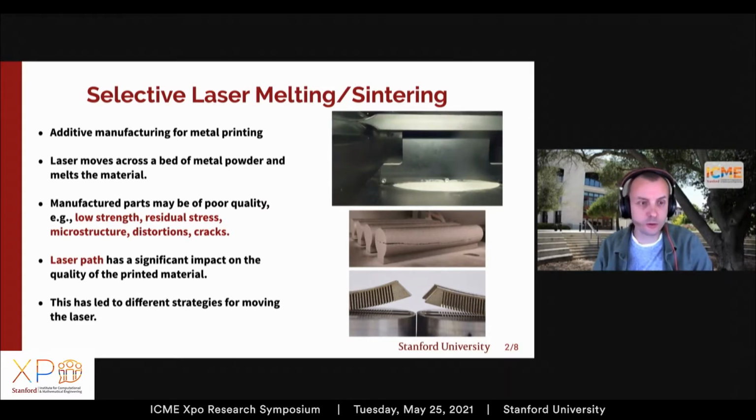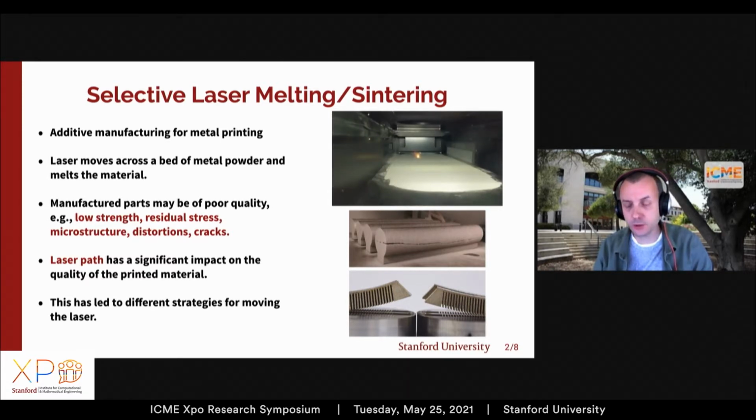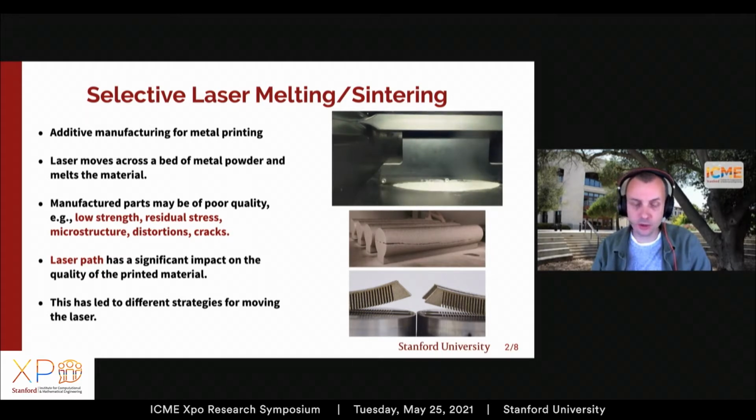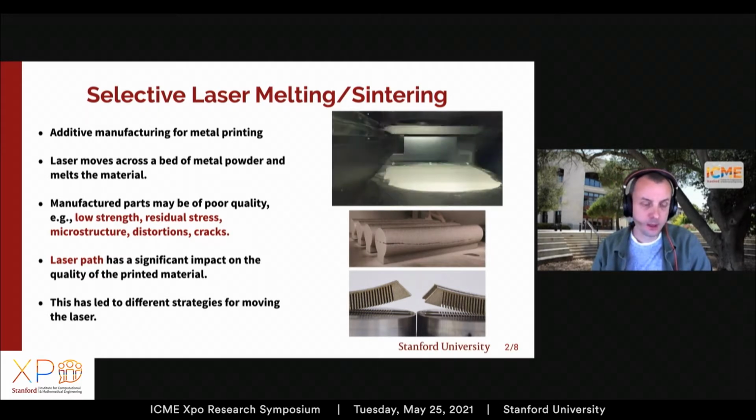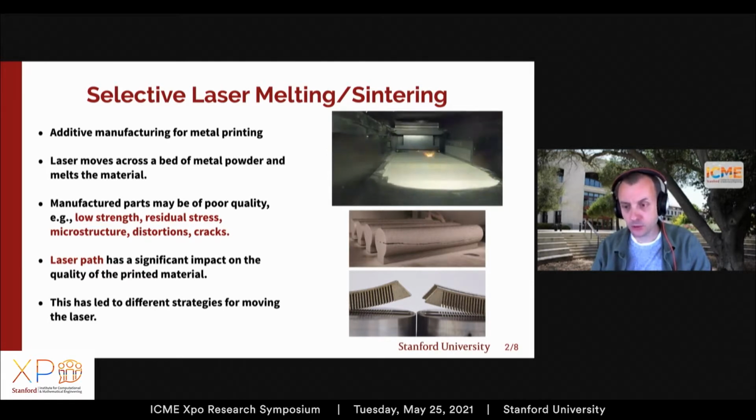industrial process called 3D metal printing, or selective laser melting. You have a laser that is melting a powder bed of metal, and you can use this process to build arbitrary 3D shapes made out of metal. But this is a process that's still very tricky to control, and very often the manufactured parts are of poor quality. They can bend, they can fracture, and there's a lot of internal stress, typically residual stress after the printing process, that weakens the parts.